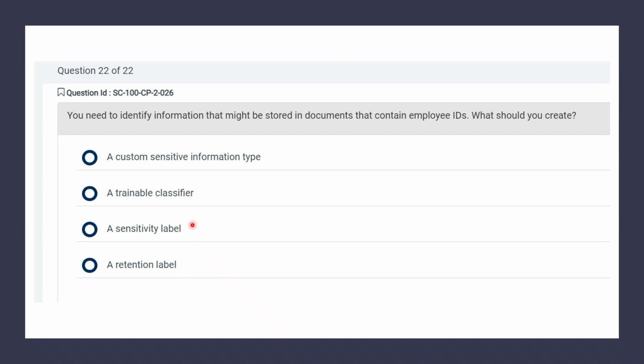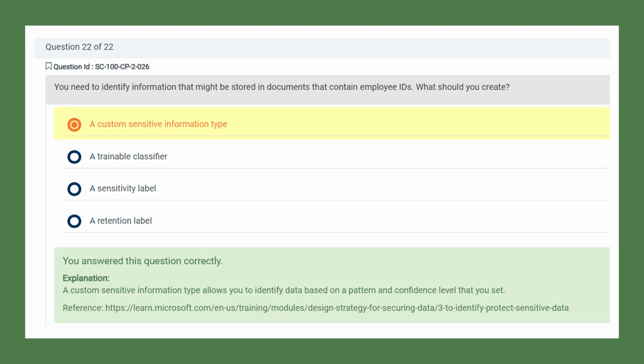And finally, number 22. For this objective, you need to identify information that might be stored in documents that contain employee IDs. What should you create? A, a custom sensitive information type. B, a trainable classifier. C, a sensitivity label. Or D, a retention label. And the correct answer is a custom sensitive information type. A custom sensitive information type allows you to identify data based on a pattern and confidence level that you set.